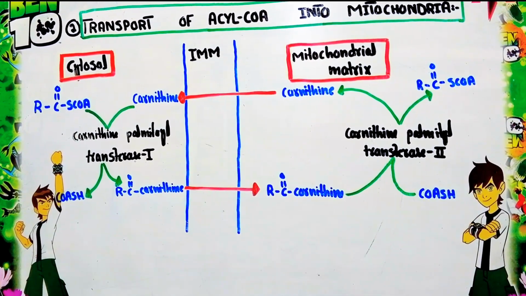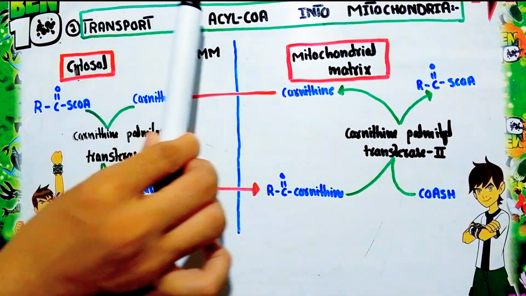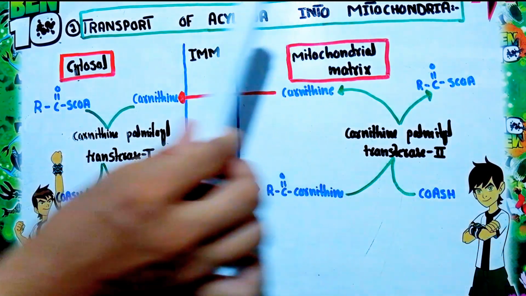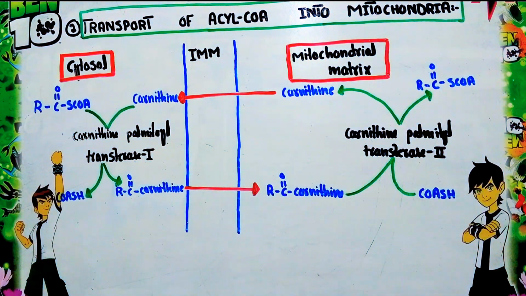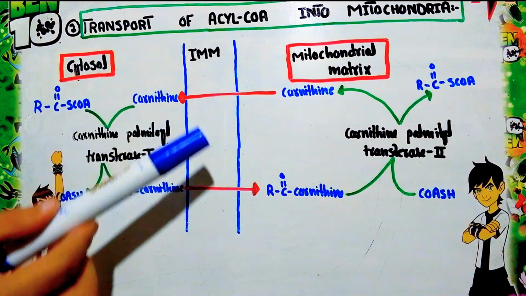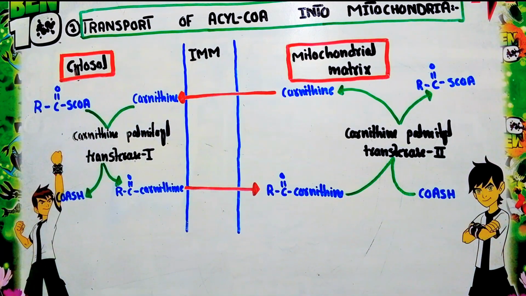Now the next stage in the beta oxidation of fatty acid is the transport of acyl coenzyme A into the mitochondria. This acyl coenzyme A is actually the activated fatty acid. The mitochondrial membrane is basically impermeable to these fatty acids. So how is this acyl coenzyme A transported into the mitochondria?